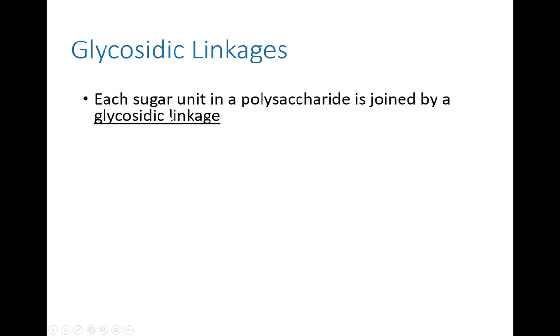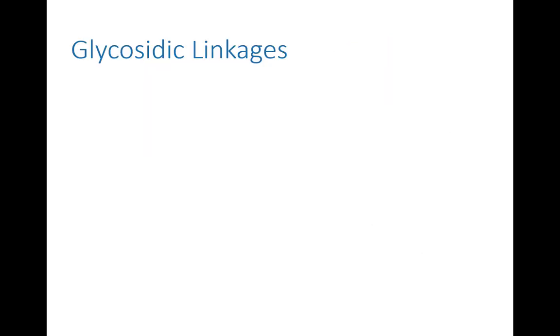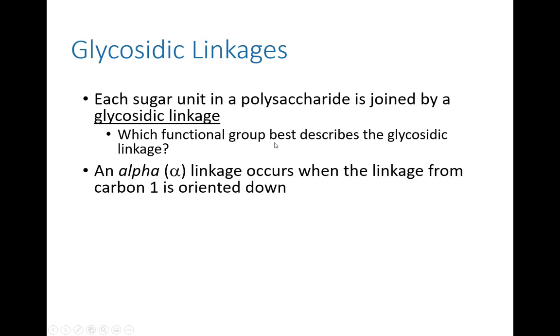So these linkages are called glycosidic linkages. What functional groups best describe what we saw there? So take a look here. This is a carbon atom to an oxygen atom to a carbon atom. You'll recall that that is considered to be an ether. So we have an ether functional group acting as a glycosidic linkage.